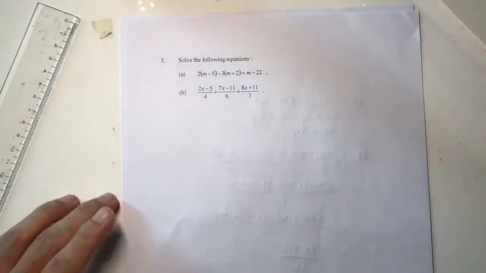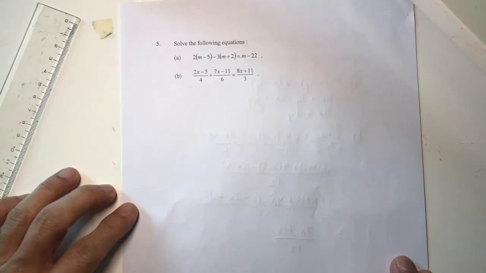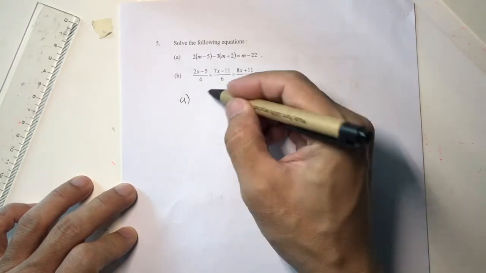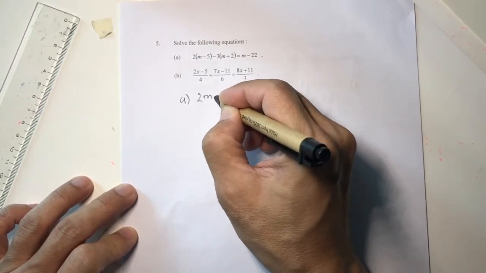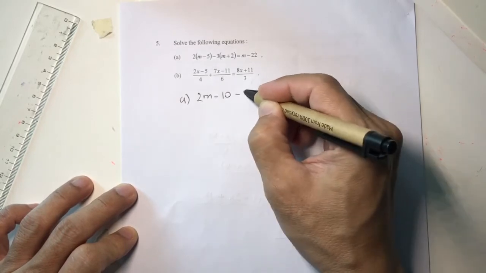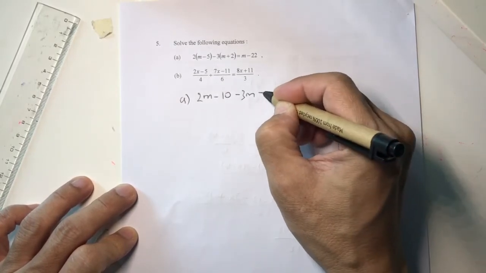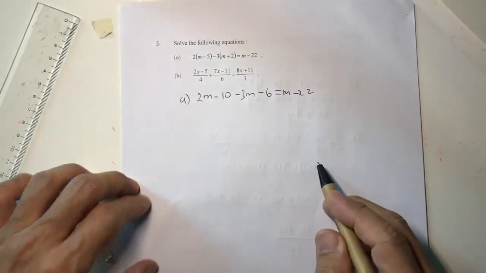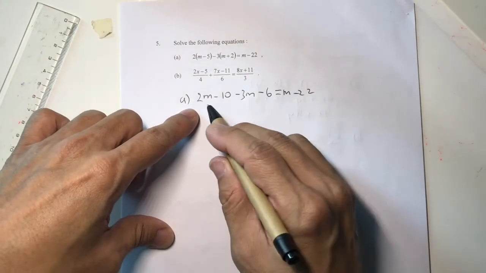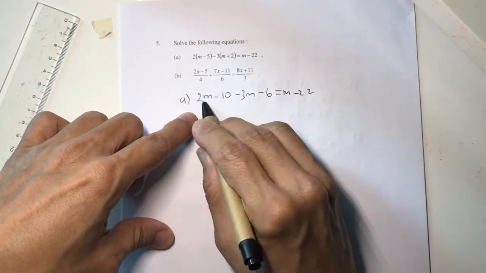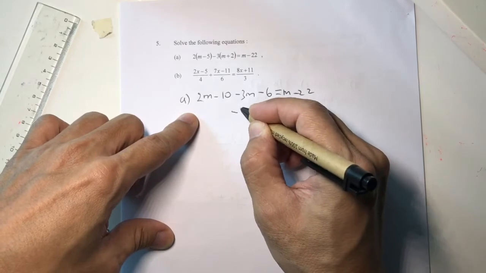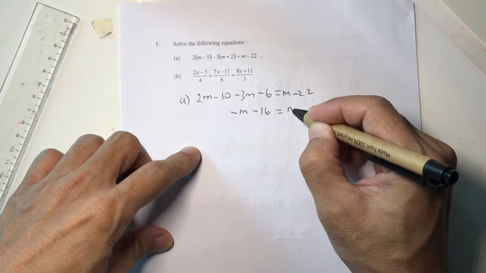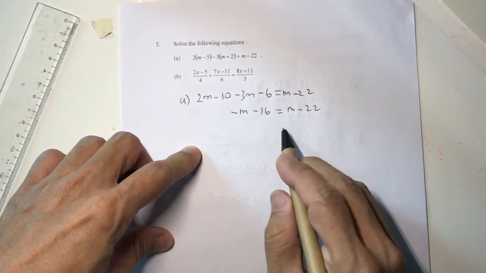We need now to solve the following equations. So for part A, we must first open the brackets to get 2m minus 10 minus 3 times m minus 3m minus 6 equals m minus 22. Collect all the m terms together. Well, 2m minus 3m is minus m minus 16 equals m minus 22.